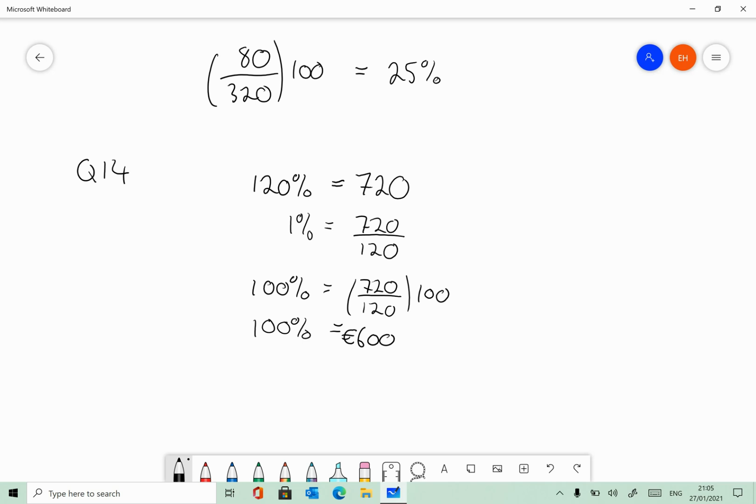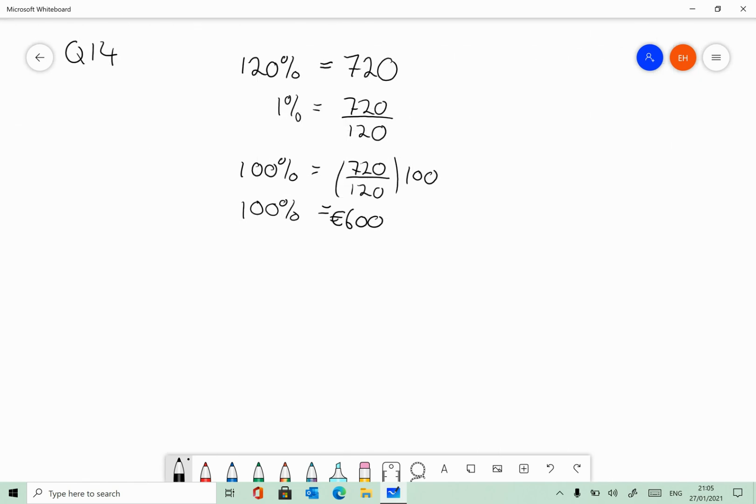If the store sold the television sets for 690 euro, do you call them television sets anymore? I don't think people call them television sets. If the store sold the television sets for 690 euro, what percentage profit would it make?